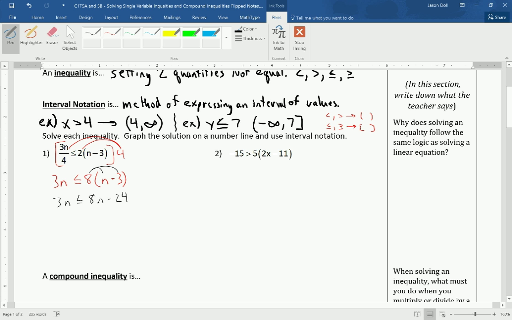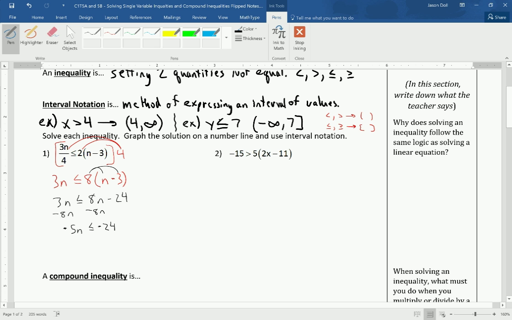All right, I'm going to then subtract 8n from both sides, to get all my variable terms on the same side. And I'll have negative 5n is less than or equal to negative 24.